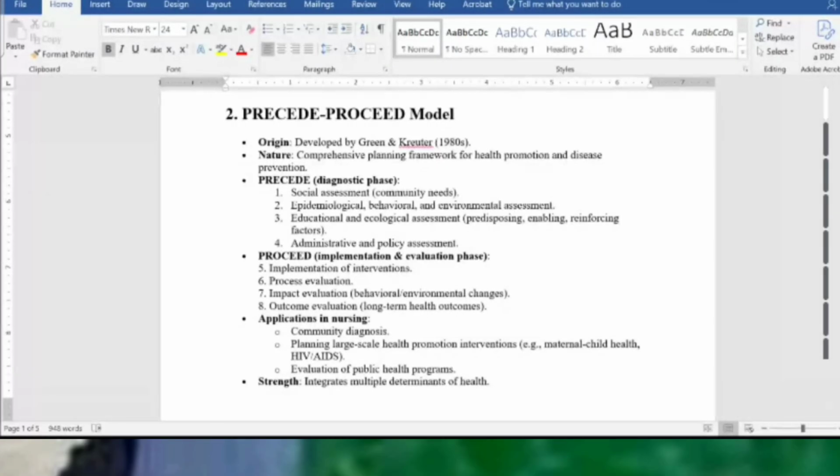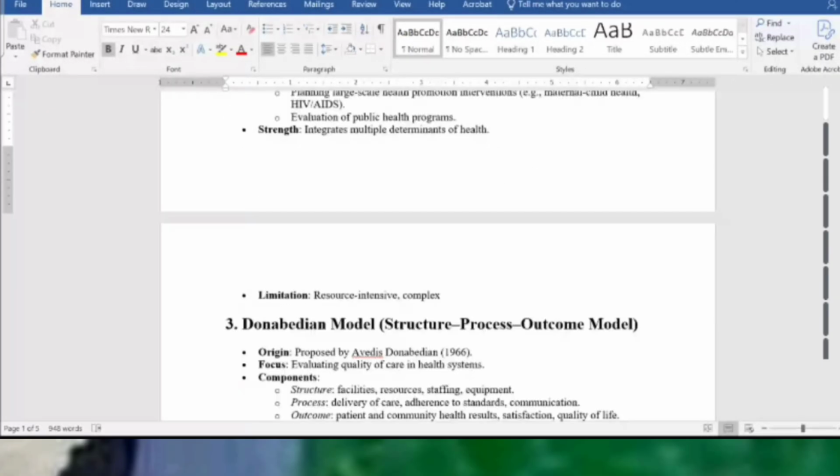Then application in nursing: community diagnosis, planning large-scale health promotion interventions, e.g. maternal child health and HIV and AIDS, and evaluation of public health programs. The strength is that it integrates multiple determinants of health. The limitation is that it is resource intensive and complex. I think I finished. Okay, thank you.